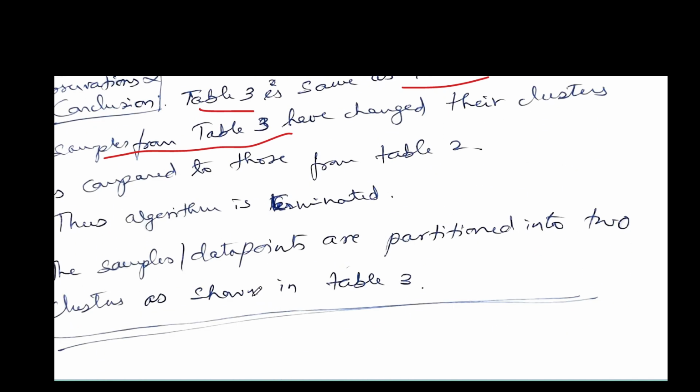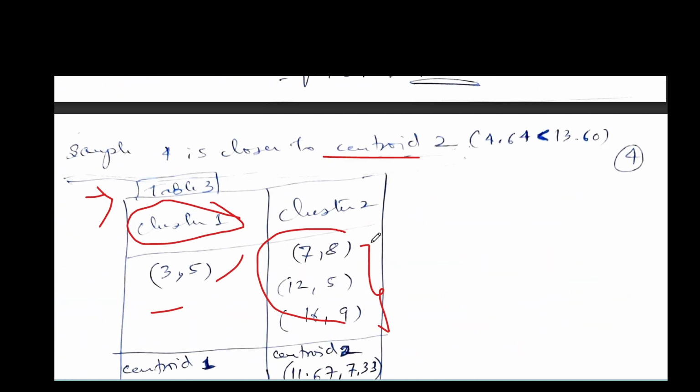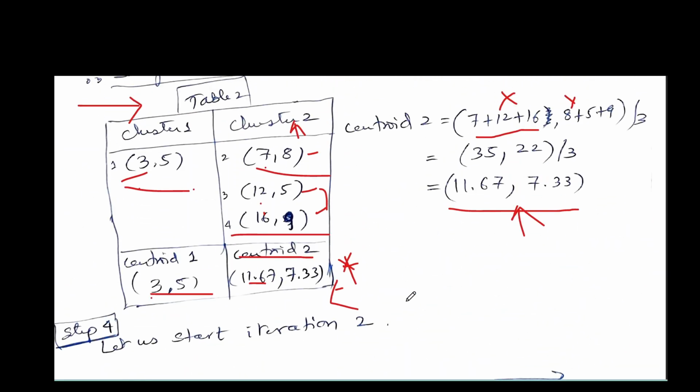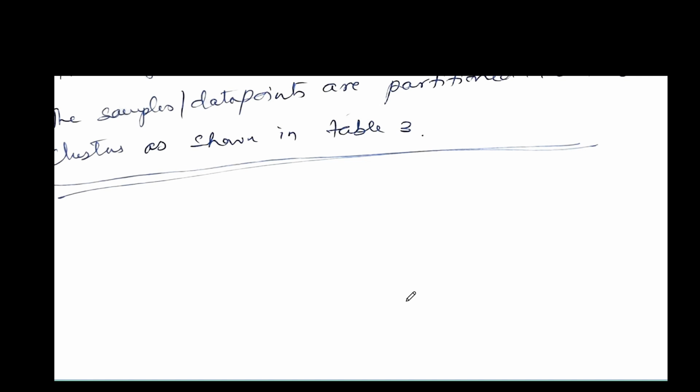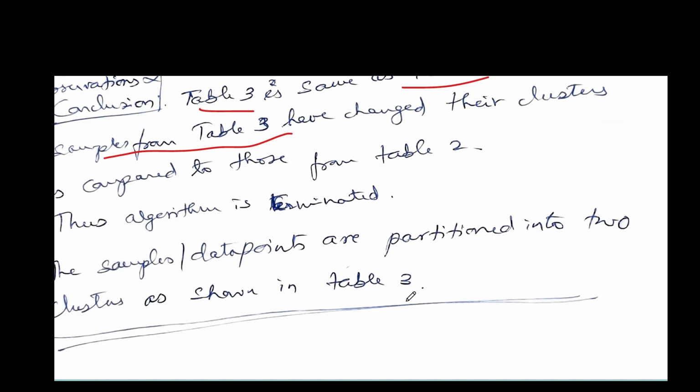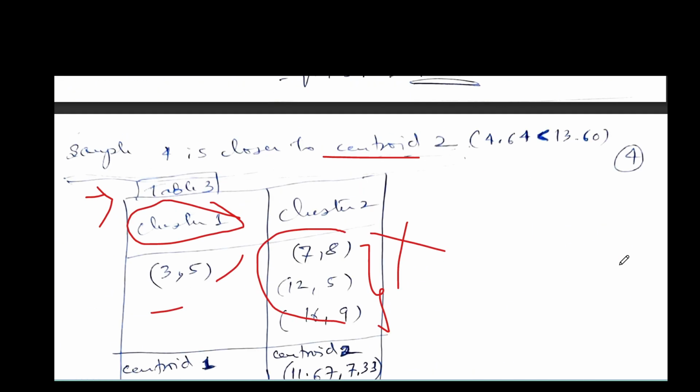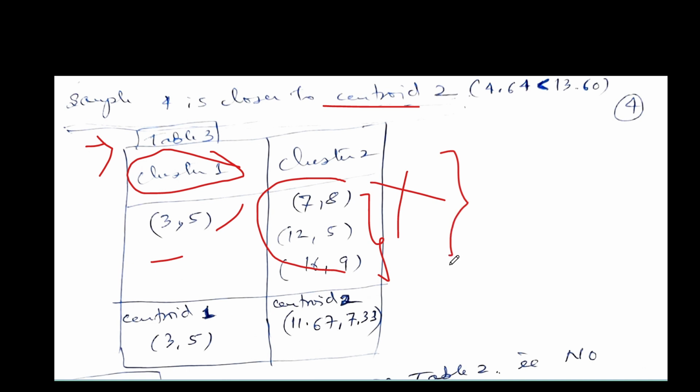So the algorithm is terminated because no samples from table 3 have changed their clusters. They remained in cluster 2 as they were in table 1. So no sample changed its cluster, and hence the algorithm is terminated. Now the data points are partitioned into two clusters. So this is how they are partitioned into two clusters.